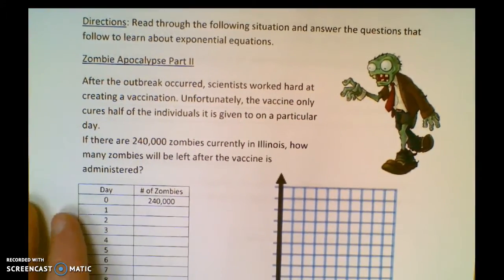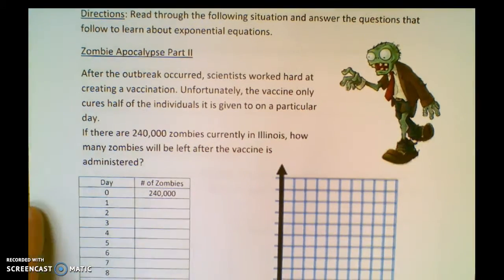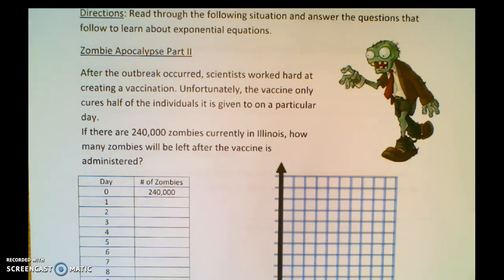So Zombie Apocalypse Part 2. After the outbreak occurred, scientists worked hard at creating a vaccination. Unfortunately, the vaccine only cures half of the individuals it is given to on a particular day. So if there are 240,000 zombies currently in Illinois, how many zombies will be left after the vaccine is administered?